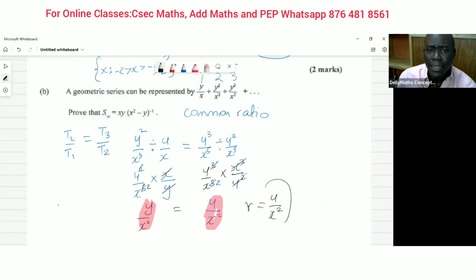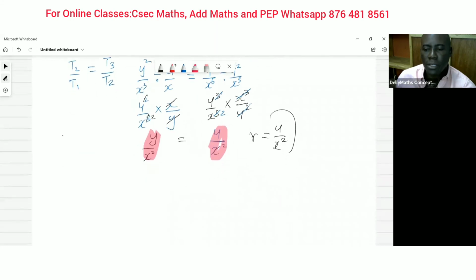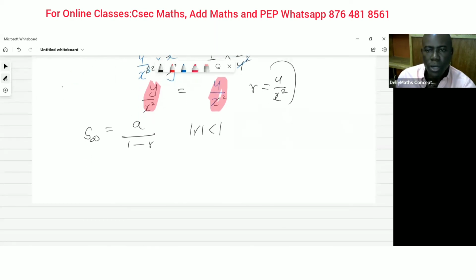All right. And we know that this is the first term here, A. So we're set. All we need to do now is write the formula for the sum to infinity. The sum of a geometric series to infinity is equal to A over 1 minus R, and we're talking about when the modulus of R is less than 1. That's just a little condition for this formula. So let's go for that. We're going to put it in now.